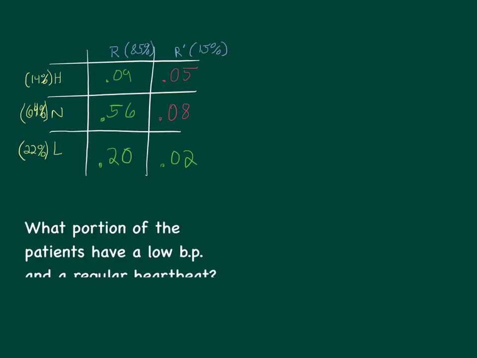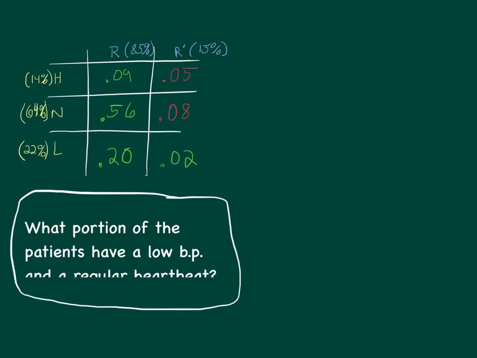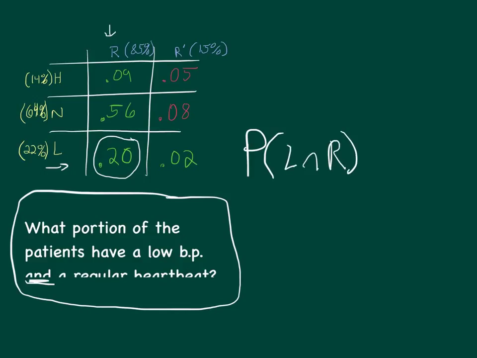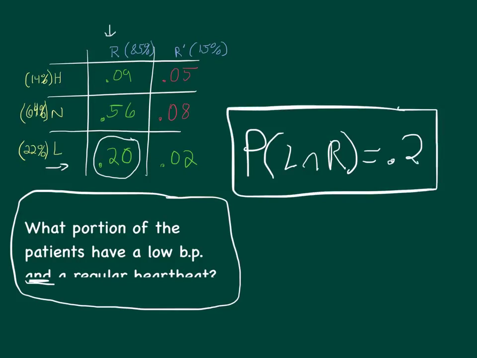So we're finally in a position to finish this problem. Remember, the original question asks, what portion of the patients have a low blood pressure and, so we're looking at an intersection, a regular heartbeat. So we can look down the regular heartbeat column and look over the low blood pressure row, and we see that 0.20 is going to be our probability. So we have the probability of L intersect R. This is equal to 0.2. All right, so this finishes our problem.